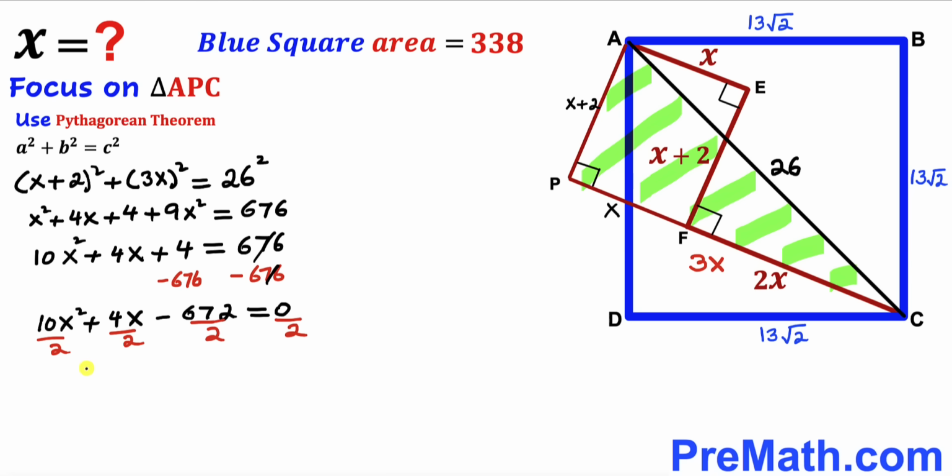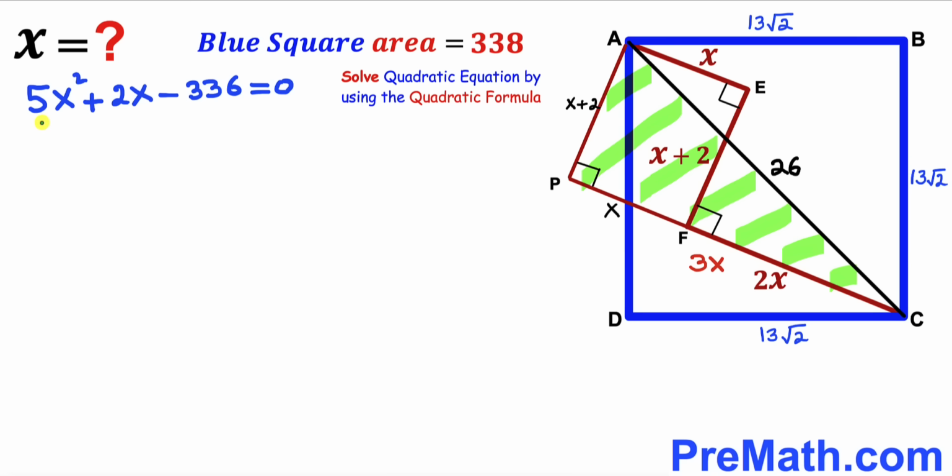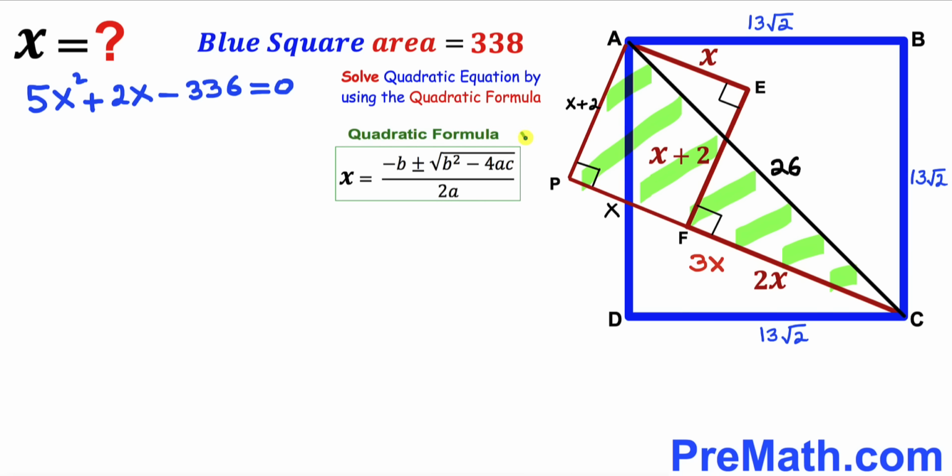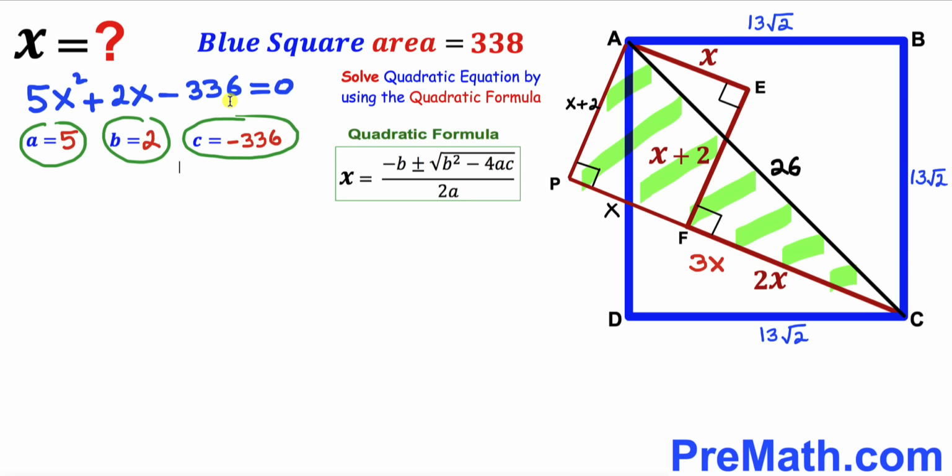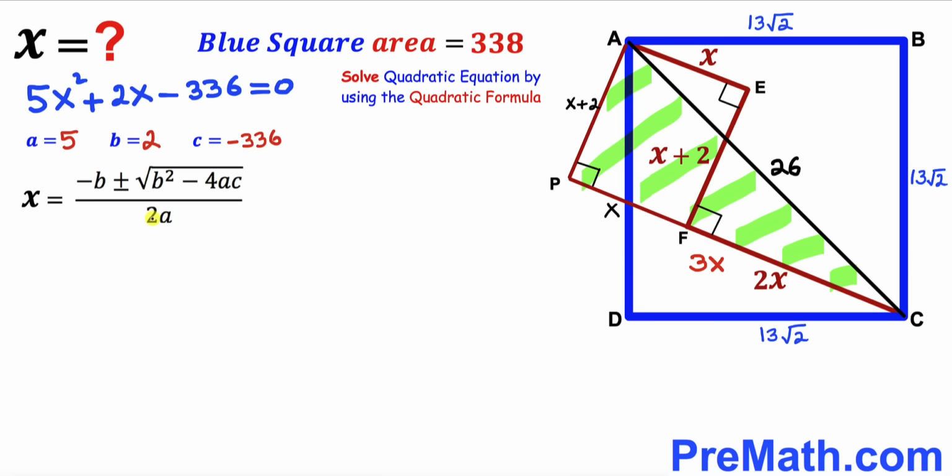So therefore that is going to give us 5x square plus 2x minus 336 equal to 0. So thus we end up with this quadratic equation 5x square plus 2x minus 336 equal to 0. And we are going to solve it by using the quadratic formula. And here's the quadratic formula that we will be using. Here in our case, our a value is 5, b value is positive 2, and the constant c value is negative 336. So let's go ahead and fill in the blanks in this quadratic formula.